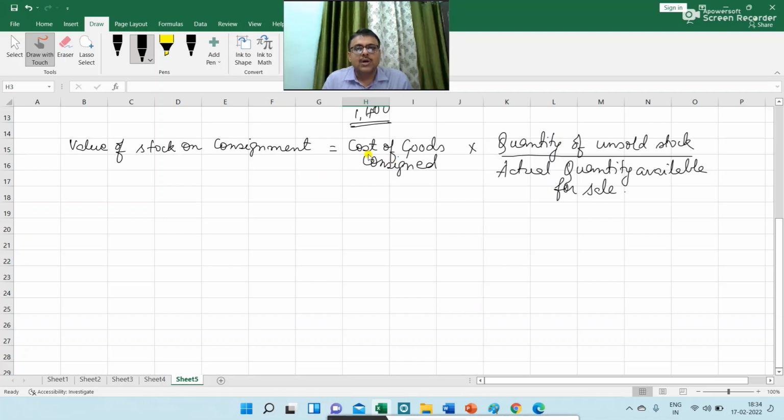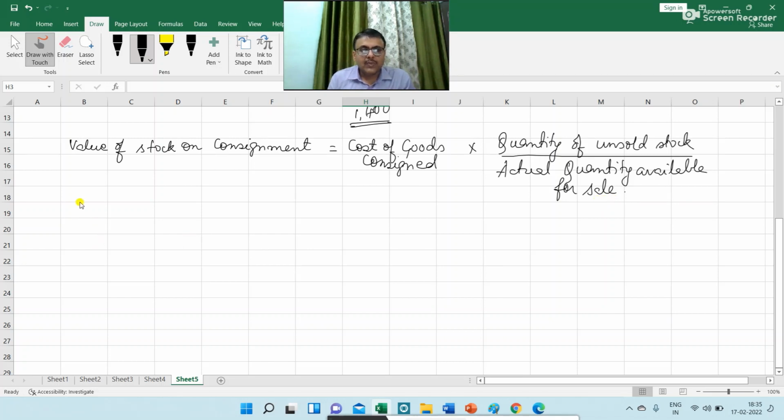So how will the valuation of closing stock on consignment be calculated? This is equal to cost of goods consigned into quantity of unsold stock divided by actual quantity available for sale. For the normal loss, nothing will be recorded in the accounts. The valuation of closing stock will be done considering the amount of normal loss. So this is the cost of goods consigned into quantity of unsold stock divided by actual quantity available for sale. Now let me explain this equation one by one. So first I will calculate the actual quantity which is available for sale.